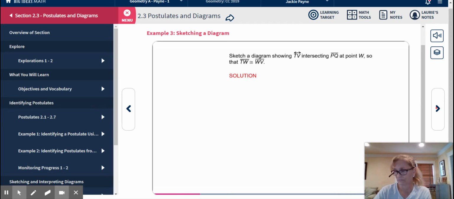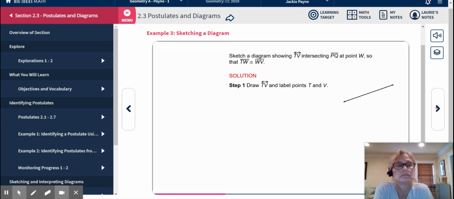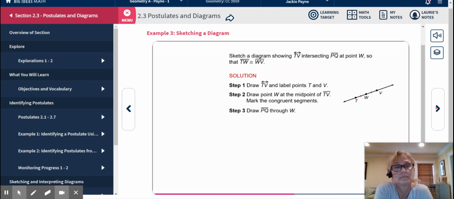Solution. Step 1. Draw line TB and label points T and B. So draw a line and label points T and B. Step 2. Draw a point W at the midpoint of segment TB. So find the midpoint of segment TB and label it W. Mark the congruent segments TW and WB. Step 3. Draw segment PQ through W. So draw a segment PQ that intersects.